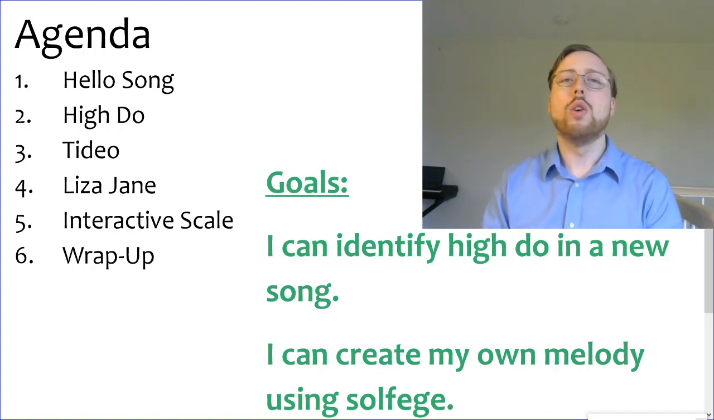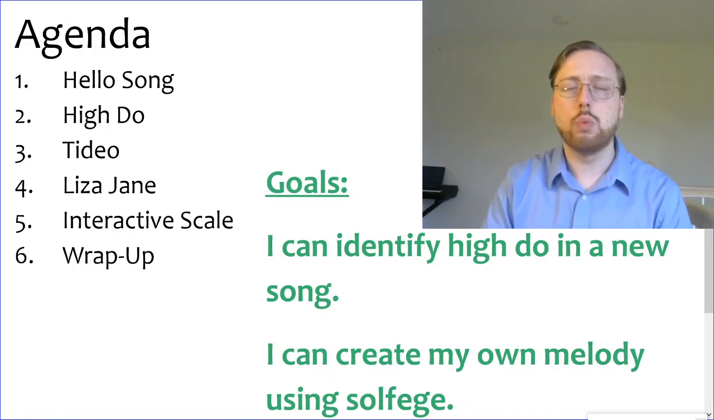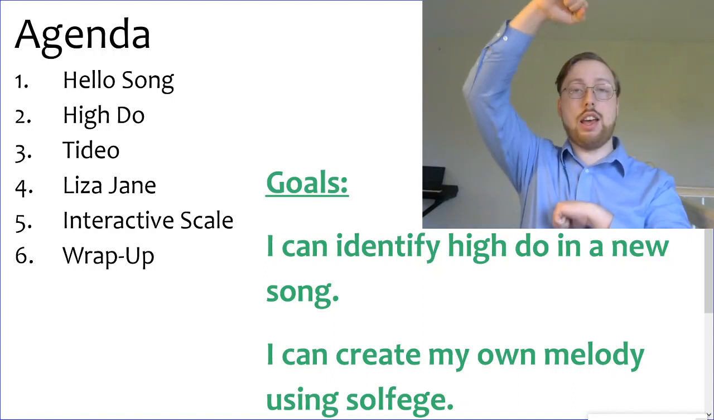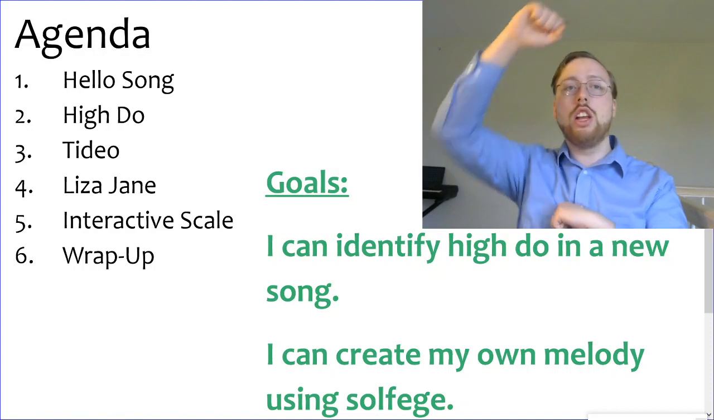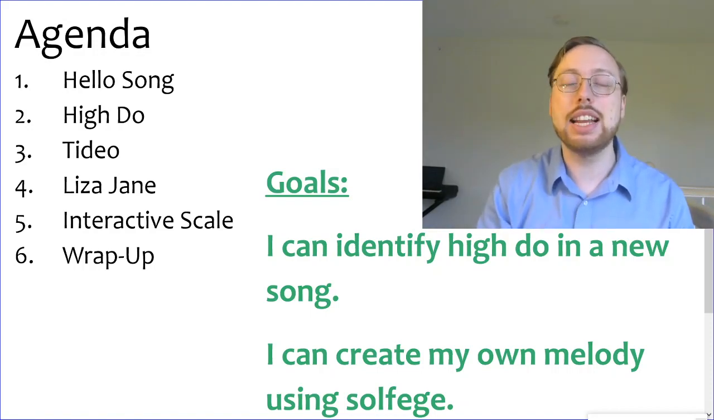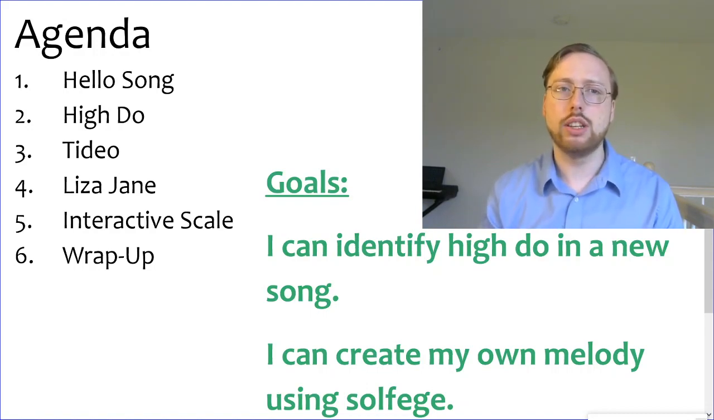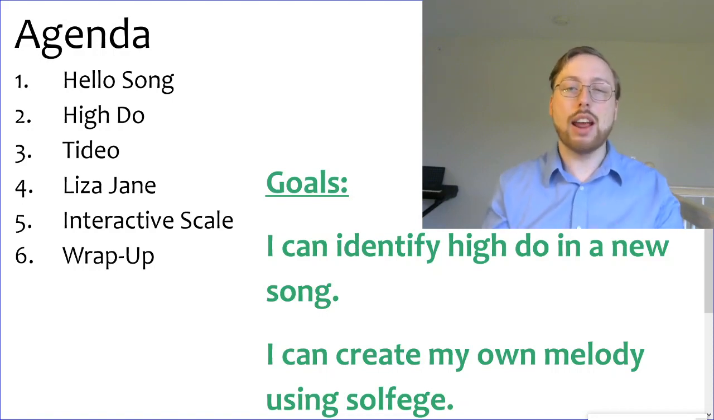You should remember that our new note was high do. It was like low do, but up high, above la. So our first goal today is: I can identify high do in a new song. That song is going to be Liza Jane. I'm going to teach it to you, and I want to see if we can find where high do is. Then we're going to play around with high do by creating our own melodies using it.